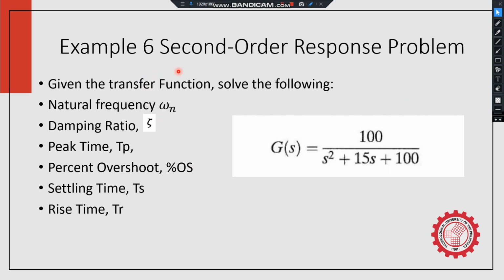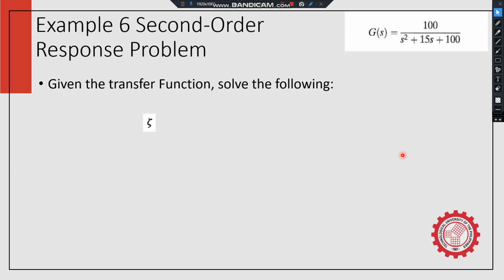So for our example, given this transfer function, let's determine the response characteristics of this system. Once more, this is our transfer function. Given the transfer function, solve the following. The natural frequency: since we have 100 here, the square root of 100 is 10. So we have here 10.